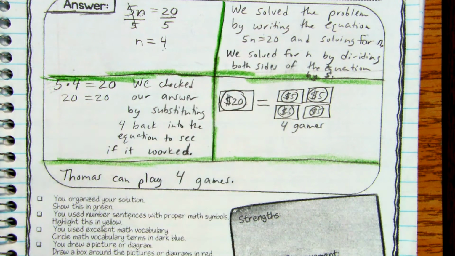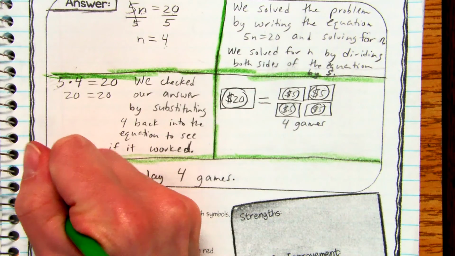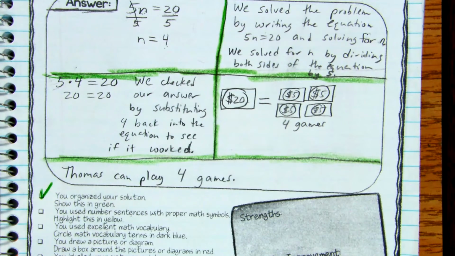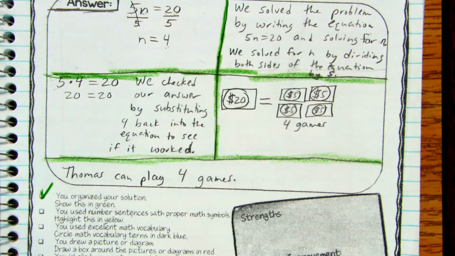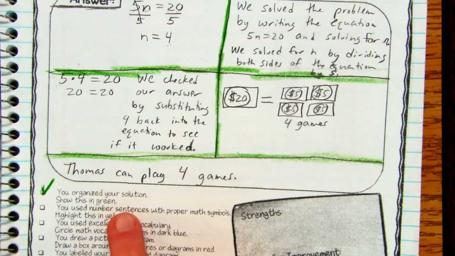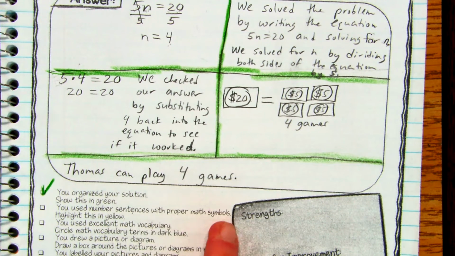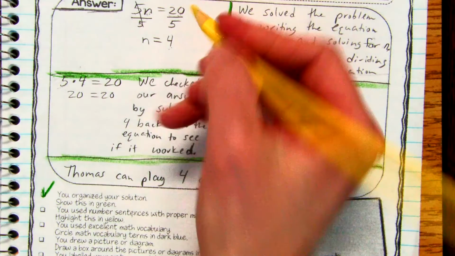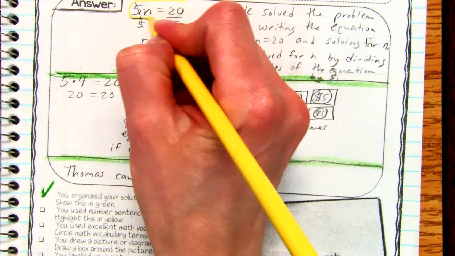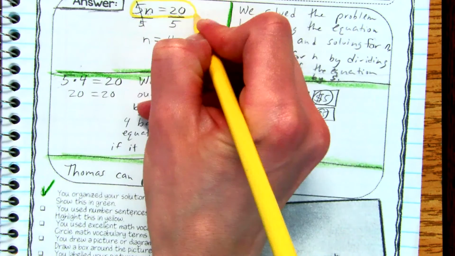Oh, and then I should check it off with the same color green down here. That way if you have some funky colors, we'll know that that's what that was. Okay? You used number sentences with proper math symbols. Highlight this in yellow. Since we're using colored pencils, we'll just box that in yellow or circle it in yellow. Right here, this is the number sentence that we started with.